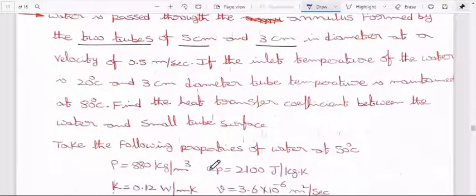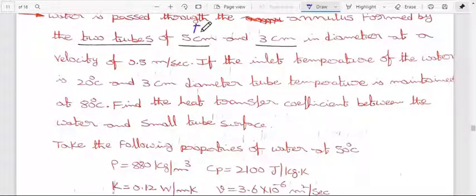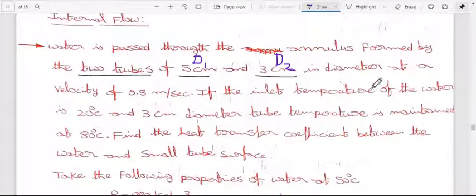I'm coming to the next problem. Here the water is passed through the annulus formed by two tubes. How many tubes are there? Two tubes. The first diameter D1 is 5 centimeters. This is an important problem for final examinations. Two tubes are there with the diameter of D1 equal to 5 centimeters and second diameter D2 equal to 3 centimeters, and a uniform velocity of 0.5 meter per second.